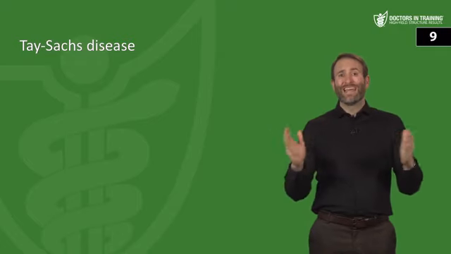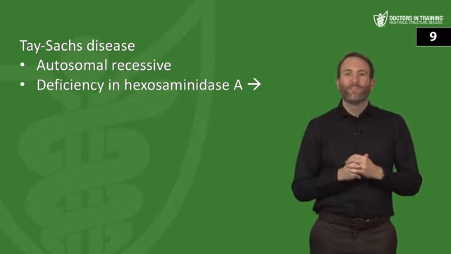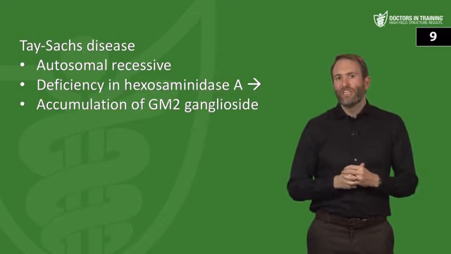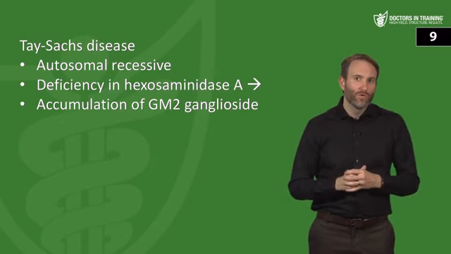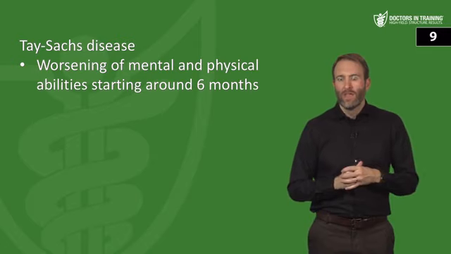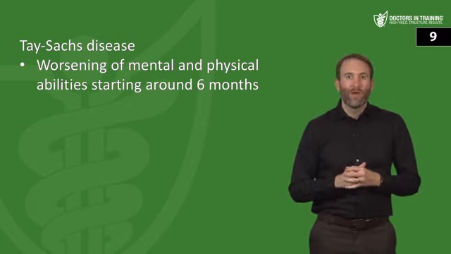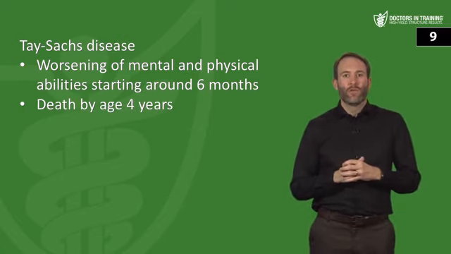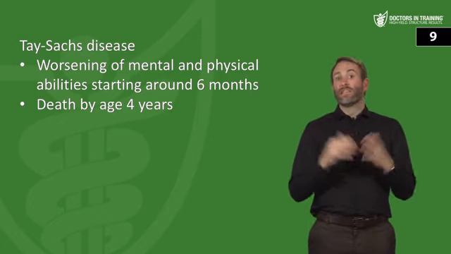So next, let's talk about Tay-Sachs disease. Tay-Sachs is an autosomal recessive disease, and the deficient enzyme is hexosaminidase. You're going to see an accumulation of the GM2 ganglioside here. As with many of these disorders, patients will have progressive worsening of mental and physical abilities. In the infantile type, symptoms begin very early in life at around 6 months. Death generally occurs at the age of 4 years. There are other forms of Tay-Sachs where the onset of symptoms can be much later in life.